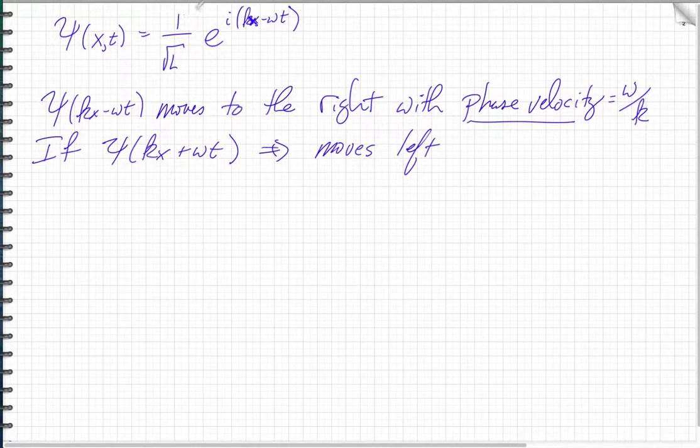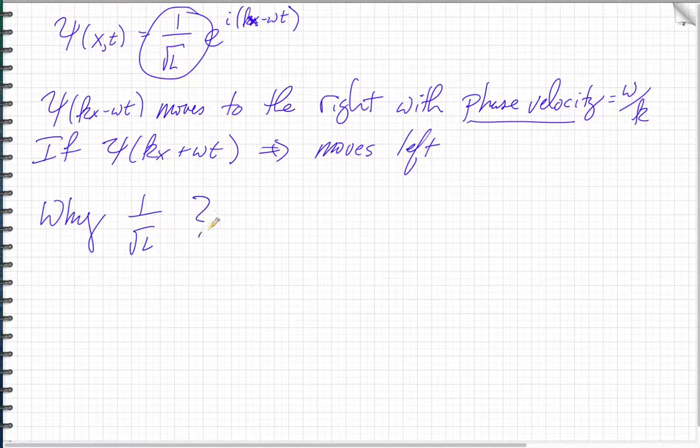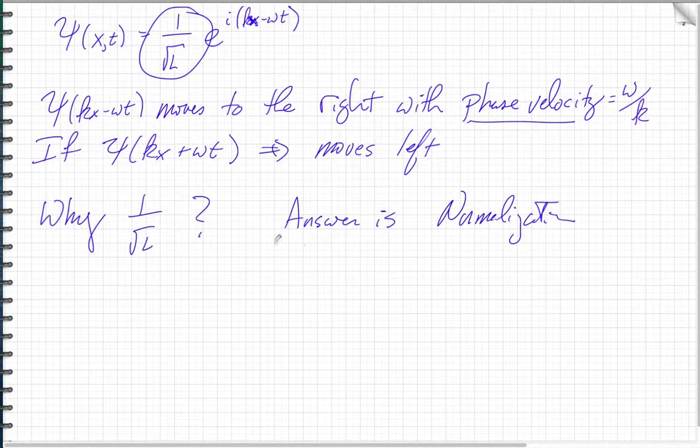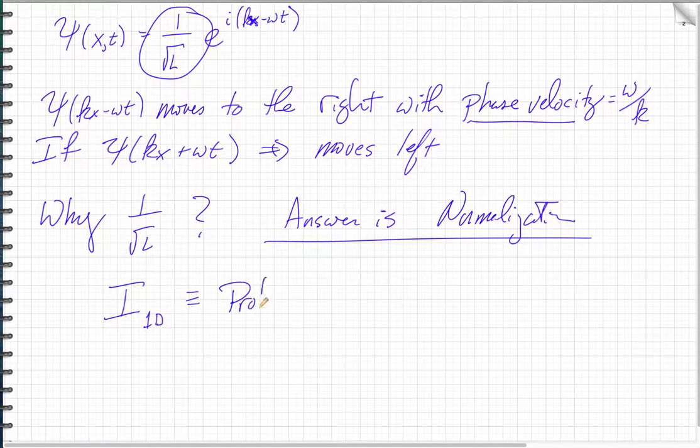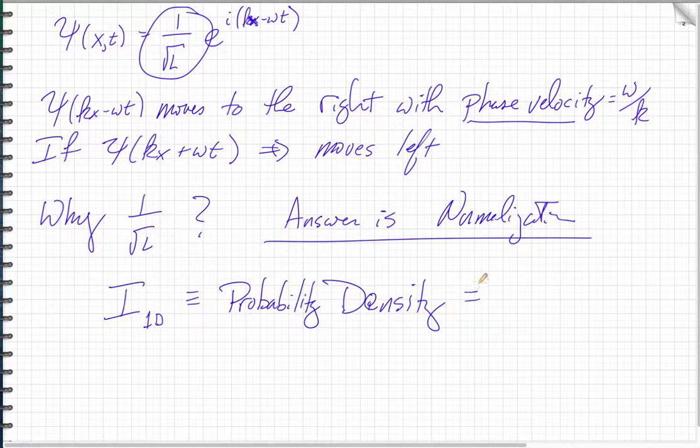So the question is, what's this about? Why 1 over square root of L? Well, the answer is normalization. You want to have the probability density, the intensity, and of course this is again in one dimension. And we know from quantum mechanics and what a wave function is that the probability density is psi star psi. Okay, all in 1D.